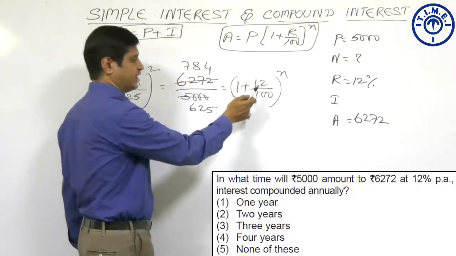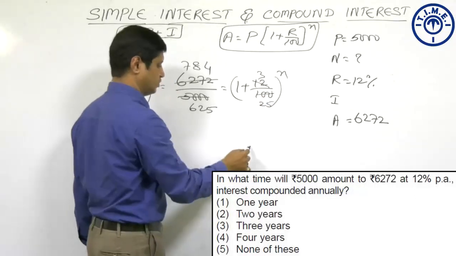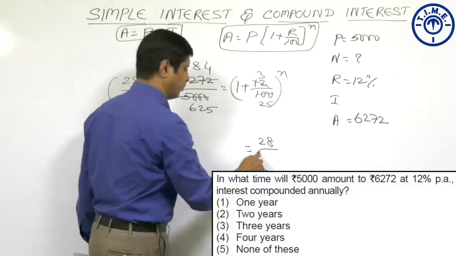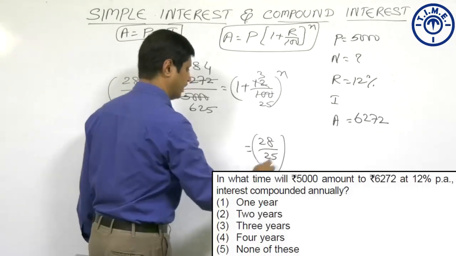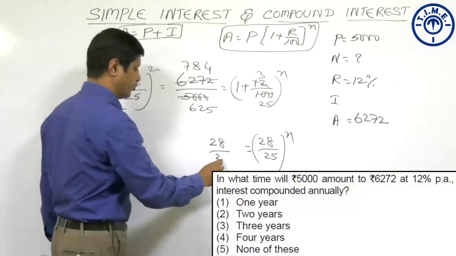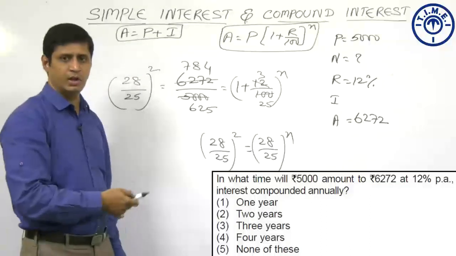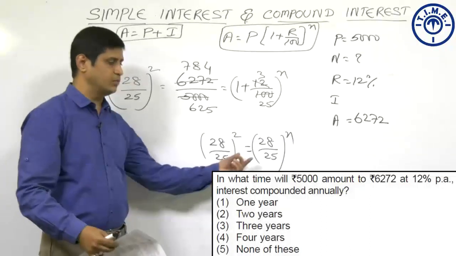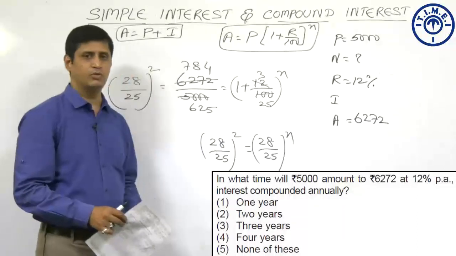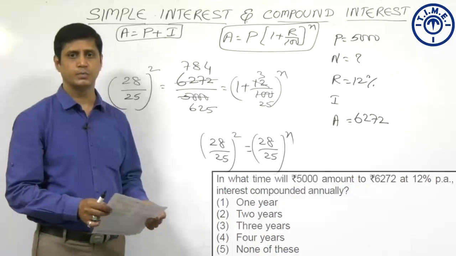Now, what is the cancellation on the right hand side? Now, 4 3 times, 4 25 times. On the right hand side we get 25 plus 3, 28 by 25 whole power n, whereas on the left hand side it is 28 by 25 whole power 2. Now, by using the laws of indices, when the bases are same we can equate the powers. The bases are same here, hence the value of n is 2 years. The right choice for this question is option 2.